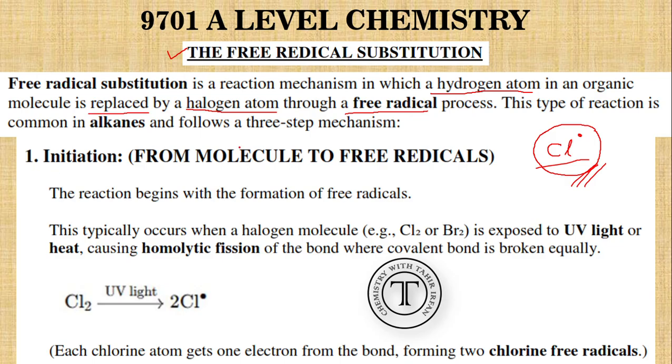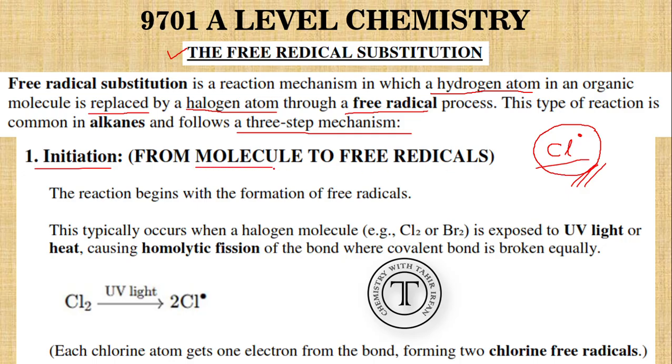So the free radical substitution method is common in alkanes and follows a three-step mechanism. We have allocated names to these steps: initiation, propagation and termination. So first, start with the initiation. We must remember, initiation is the step from molecules to free radicals.